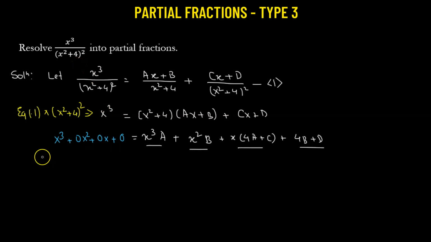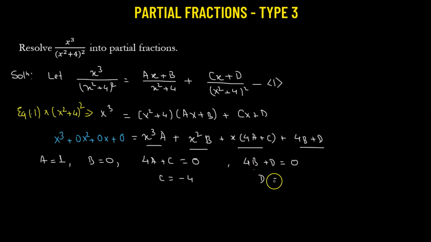We can equate both sides, and that gives us the value of a as 1. The value of b is equal to 0. Then we have 4a plus c, the coefficient of x, which will be equal to 0. Since we have obtained a as 1, the value of c is going to be negative 4. And then we have 4b plus d, which will be equal to 0. Since b is 0, d is also equal to 0. So we have successfully obtained the values of the four constants a, b, c, and d.